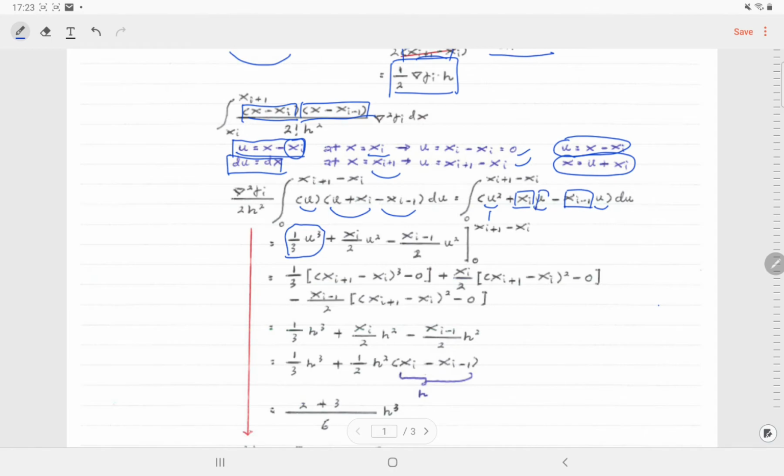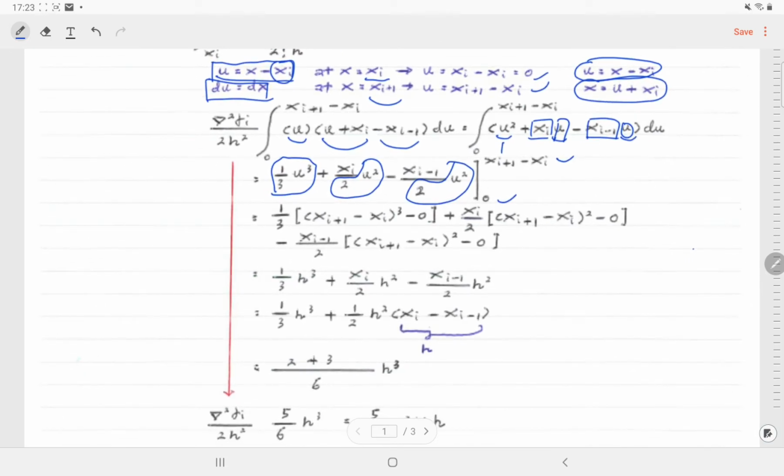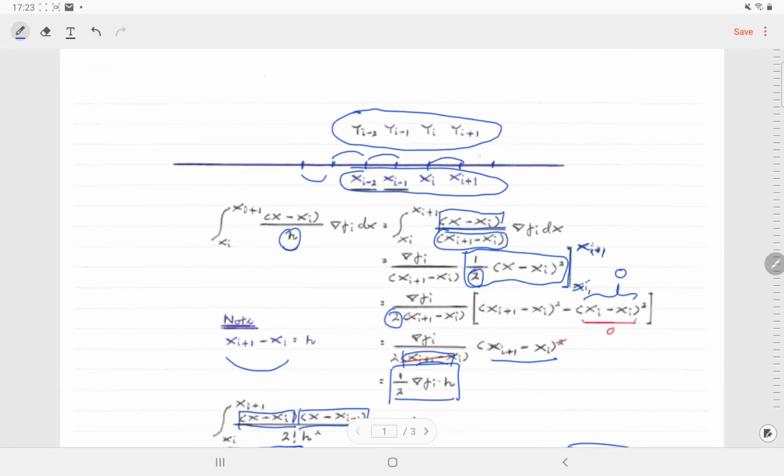The integration of this u will be equal to this term in here. And likewise, this one also the same. Okay, and then inserting the upper limit and the lower limit into the equations, we can simplify. And then note that this xi minus xi minus 1 is equal to h because we have the same increment all over the steps.